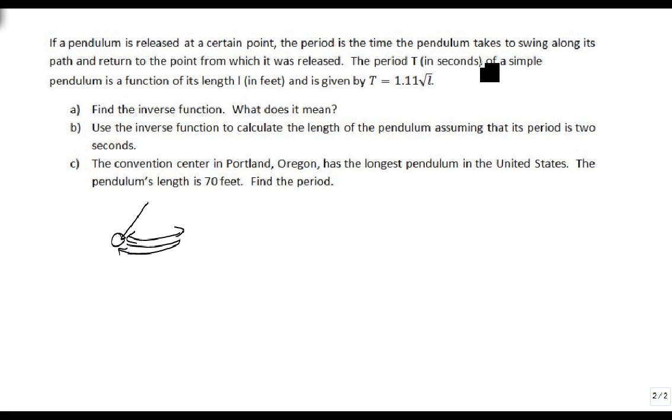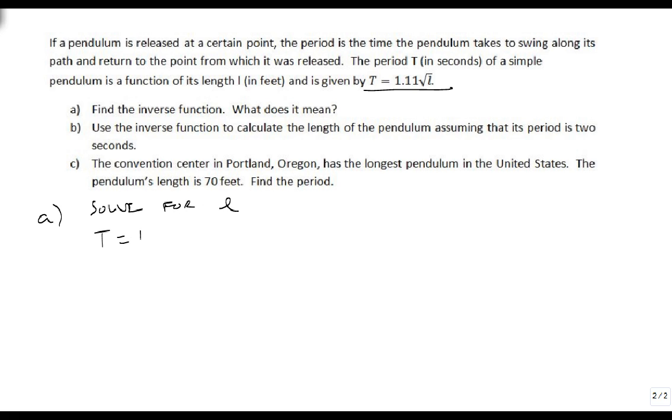The period t in seconds of a simple pendulum is a function of its length L in feet and is given by this equation or function. So the first thing that we're going to do is find its inverse. And I'm going to do this a little bit differently. Instead of swapping the variables, because they're not x and y, I'm going to leave them in place, but I'm going to solve for L instead of for t.